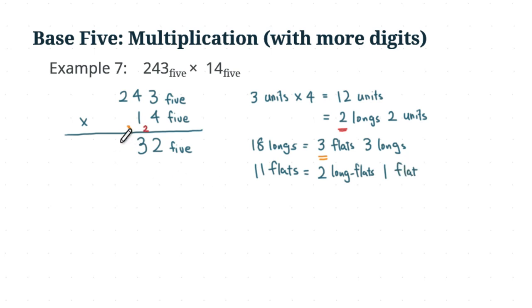Yeah, so that really means that you are going to put down the 1 in the flat place value, and then you are going to carry 2. Yeah, so you carry 2. You're going to carry 2 long flats. But because there are no more digits here, and so you don't need to do any more multiplication with a 4, you're just going to bring down that number 2. So you're going to get 2 here.